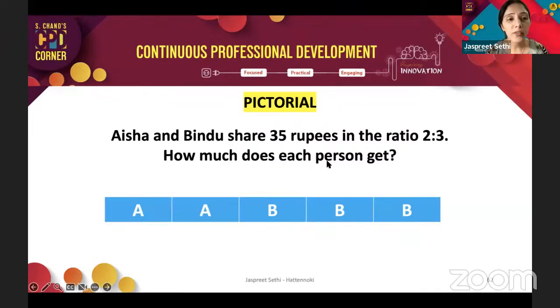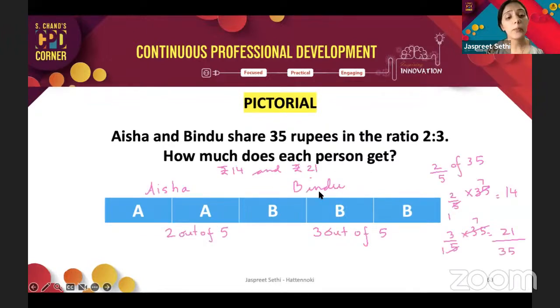How much does each person get? And I'm going to use bar model to explain. I've already shown you how I am taking my rectangle and cutting it into 5 parts, because these are 2 parts and 3 parts. 2 for Aisha, 3 for Bindu. So AA, BBB. And then I'm able to see, using my bar model, that the 2 out of 5 is out of the full 35.